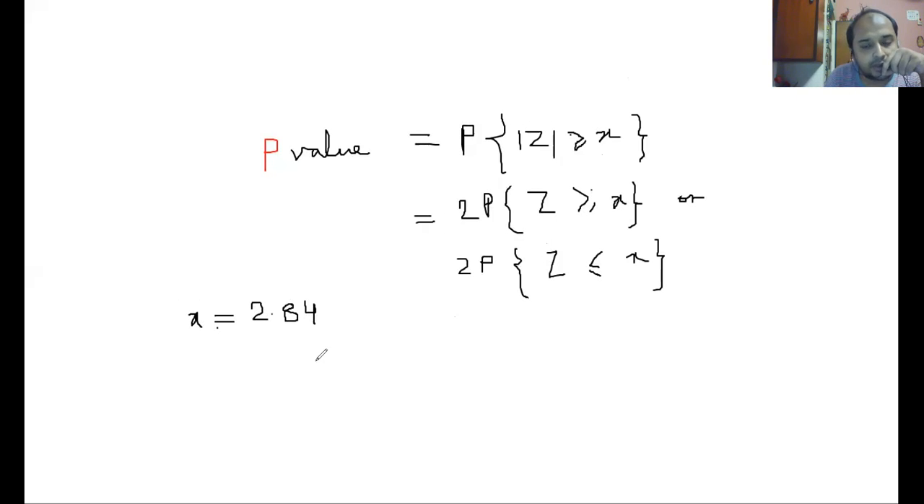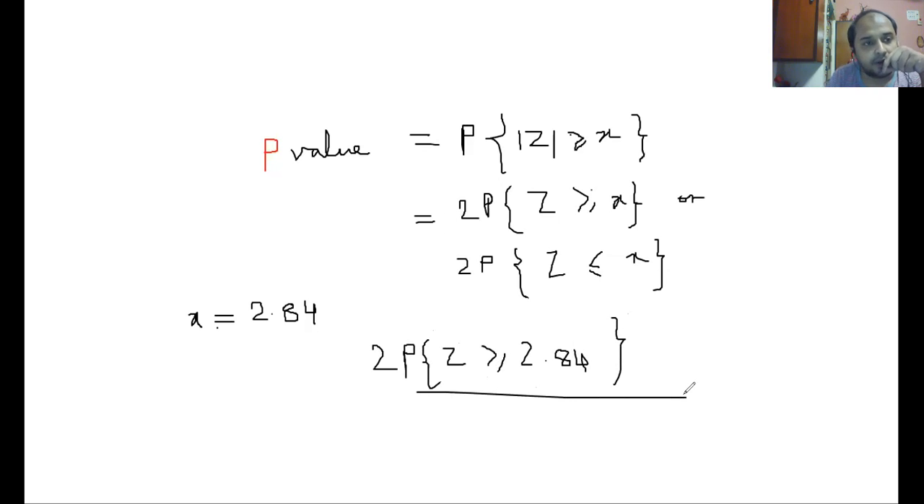we are going to calculate the p-value for the given problem. So it will be twice the probability of z greater than or equal to 2.84. Now you have to take the help of the normal distribution chart to find this particular probability. So let us find the probability from there.